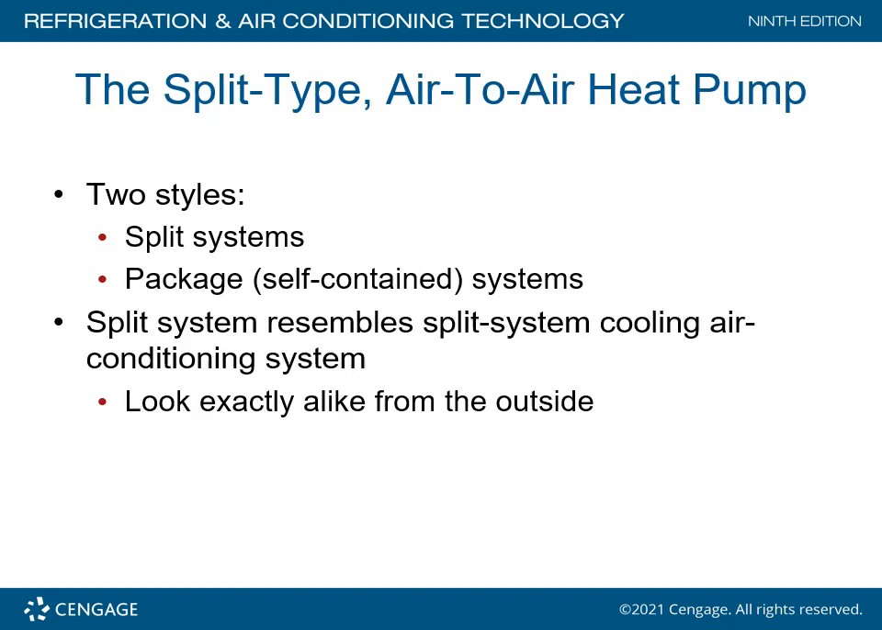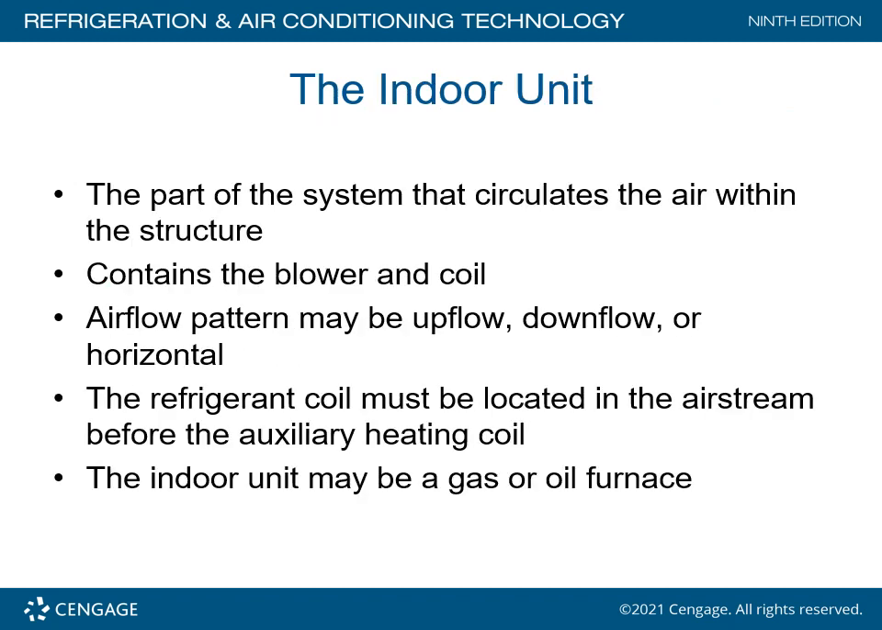Split type air-to-air heat pump, two styles: a split system and the package self-contained systems. A split system has an indoor section and an outdoor section, and resembles a split system cooling air conditioning system. It looks exactly alike from the outside. The indoor unit is the part of the system that circulates the air within the structure, and contains the blower and the coil. Airflow pattern may be upflow, downflow, or horizontal. The refrigerant coil must be located in the airstream before the auxiliary heating coil.